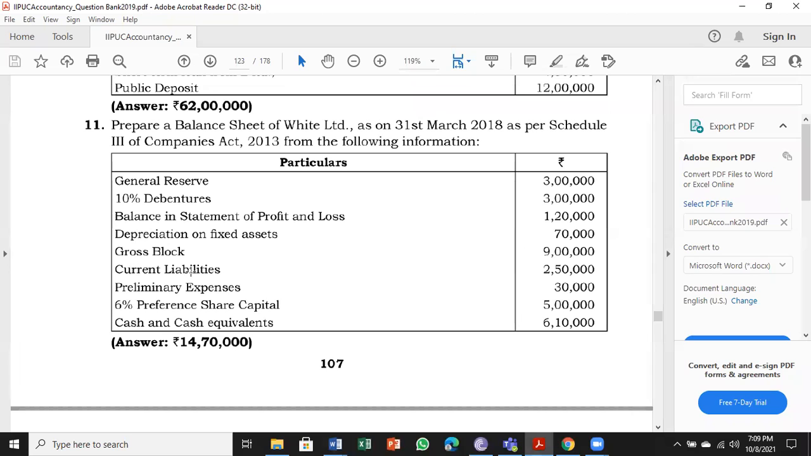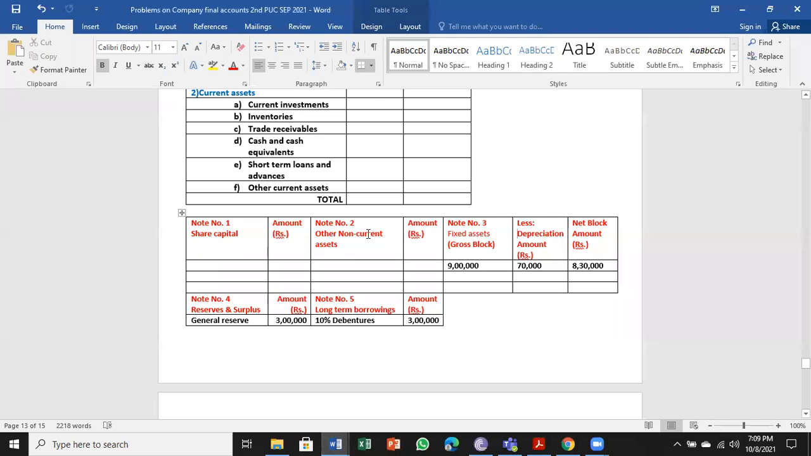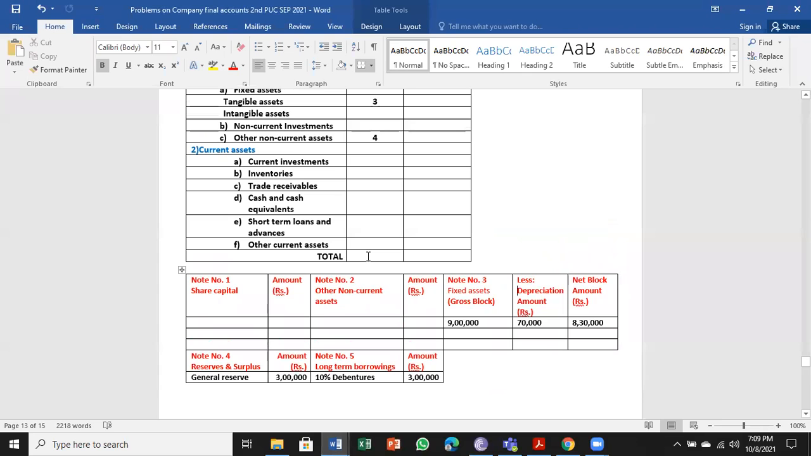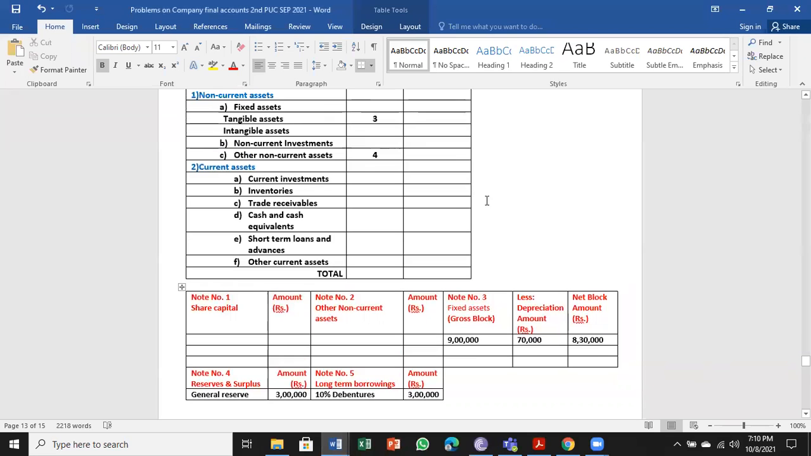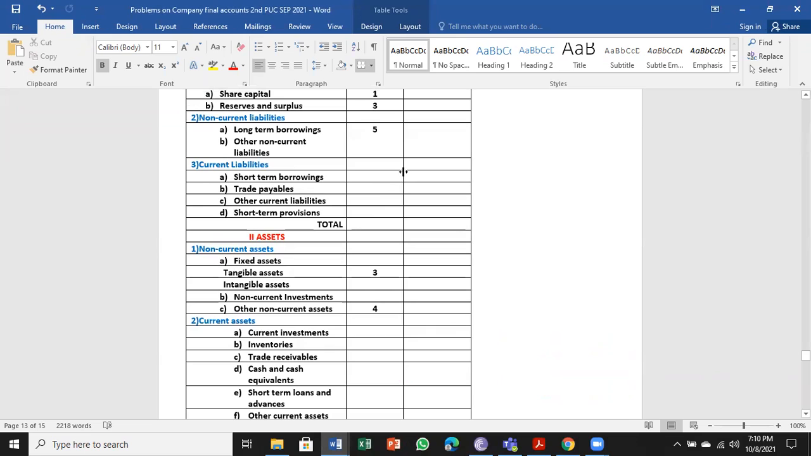Next, current liabilities. So we can take straight away into the balance sheet itself. Amount 2,50,000 in the heading only, because we don't have any detail. So for the heading only, I am writing 2,50,000. You can see here for 2,50,000, I have written current liabilities total. We don't know short-term borrowing and the other things, so I have written for that itself.